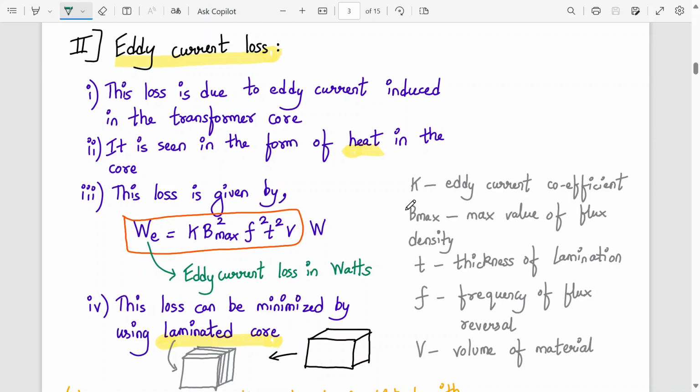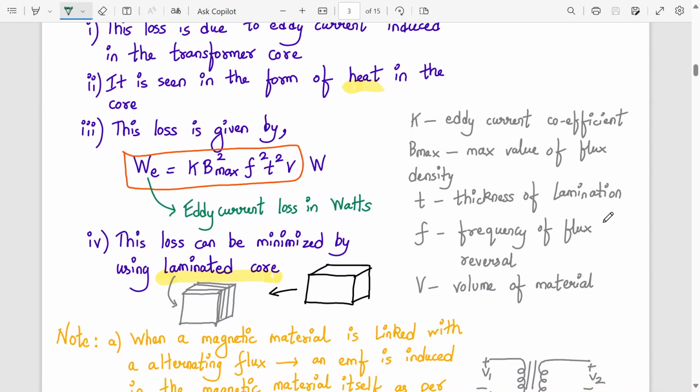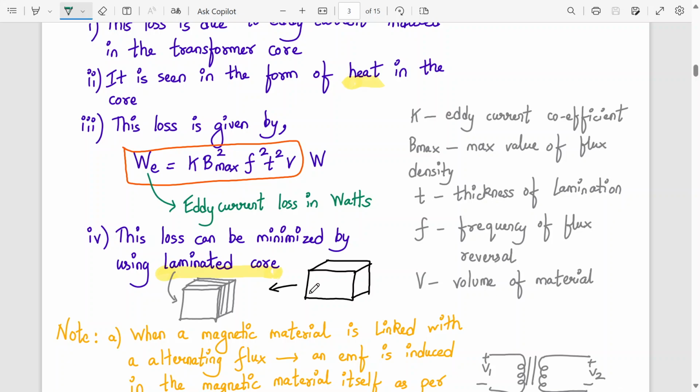And this eddy current loss is given by WE is equal to K into B max square F square T square V. Okay, this is eddy current loss in watts, where K is the eddy current coefficient, B max is the maximum value of flux density, T is the thickness of the laminations, F is the frequency of flux reversal, and V is the volume of the material. So you can note it down. That is the reason why we use laminated cores. You take laminated cores and join them together instead of a full volume. So this loss can be minimized by using a laminated core. Alright.